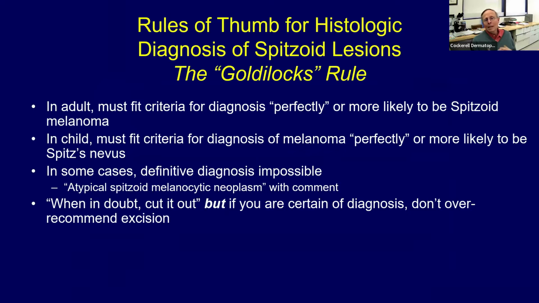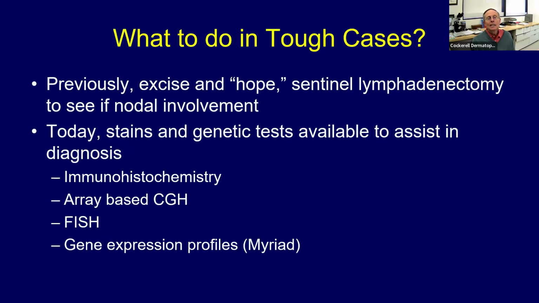And just like this sort of rule of thumb in Spitz's nevi, in an adult, it really needs to be perfect for a Spitz's nevus, or it's more likely to be a spitzoid melanoma, or some people now are using this term atypical Spitz tumor in some cases. In a child, the reverse is true. It needs to really have every feature of melanoma, or it's pretty much more likely to be a Spitz's nevus. If you're not sure, you can cut it out. You can do some genetic testing. And we'll talk a little bit about some of these new tests we have available to us today.